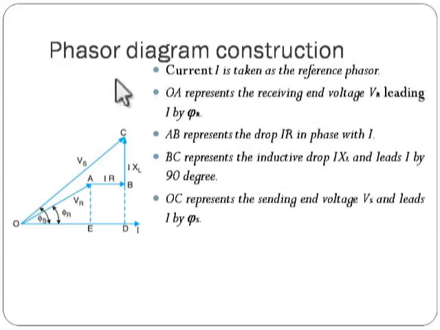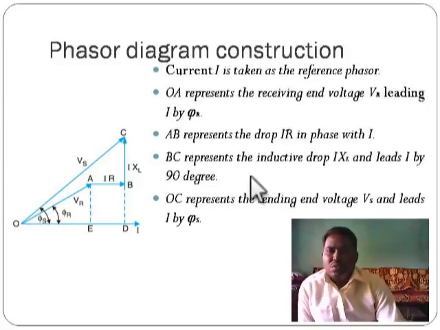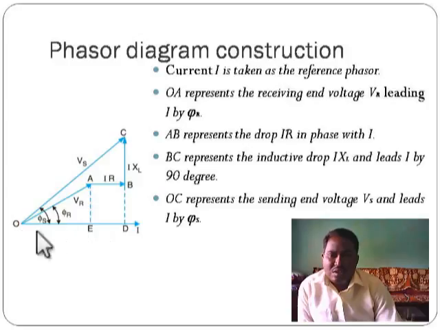Next, I construct the phasor representation for the circuit diagram. In this phasor representation, my current I is taken as the reference phasor. The line OD, the horizontal line located here, is the current line. So I am taking this current line as the reference.